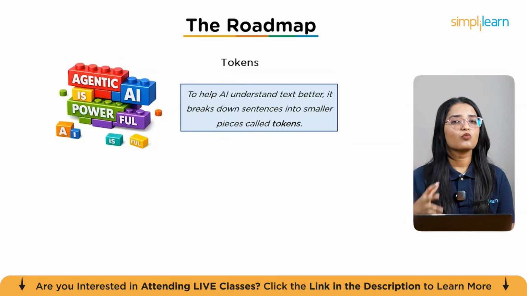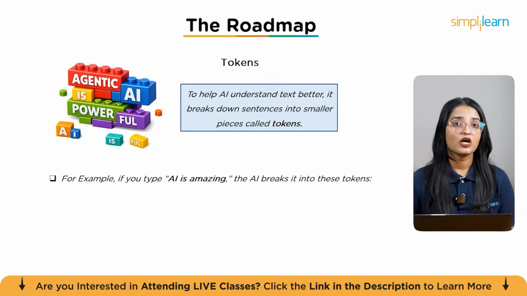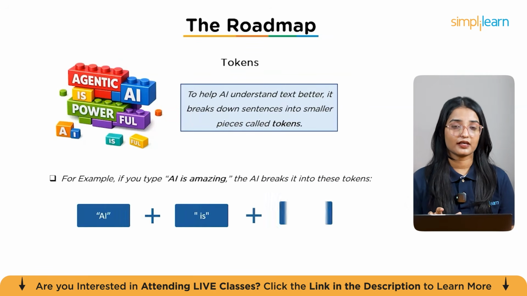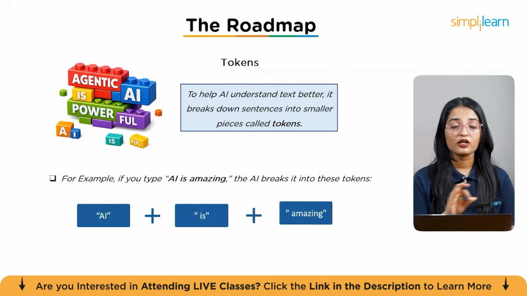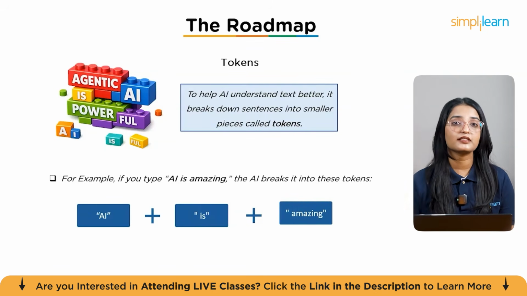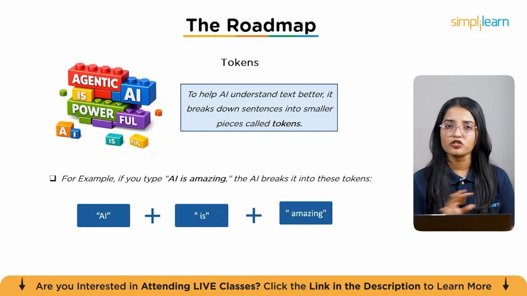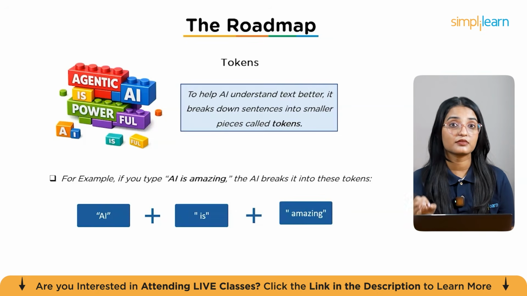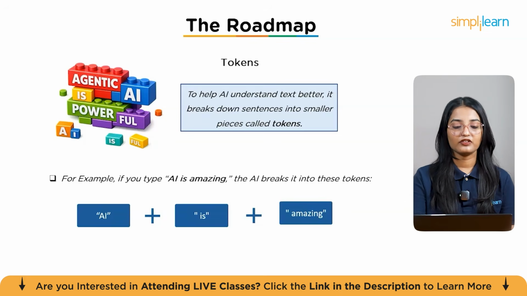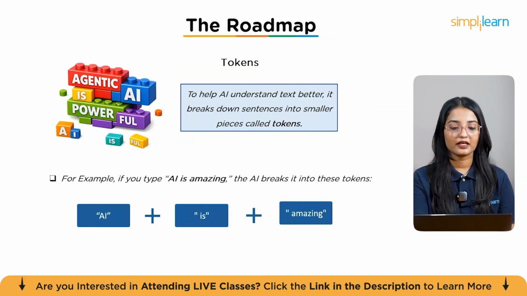This matters because more tokens mean more memory usage, higher cost, and slower processing. If your agent handles long conversations or reads long documents, token management directly affects performance and cost. So tokens are not just theory, they influence real system design. As you can see, when you give a text like "AI is amazing," it will be broken into tokens like "AI," "is," "amazing."